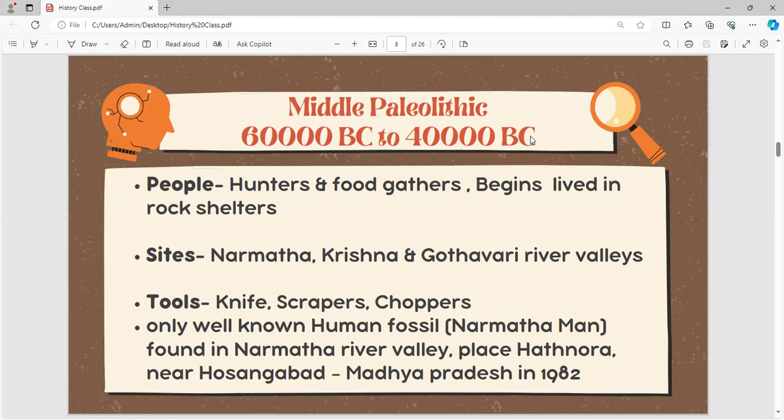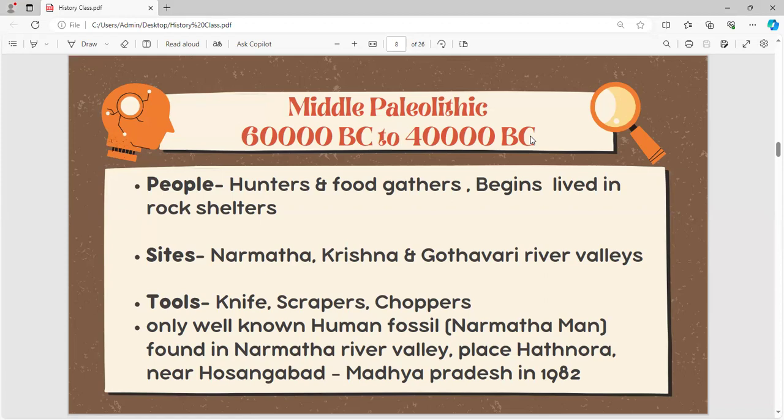Also, the only well-known human fossil was found in the Narmada River Valley. Actually, the place called Hathnora in the Narmada River Valley near Hoshangabad district, Madhya Pradesh.